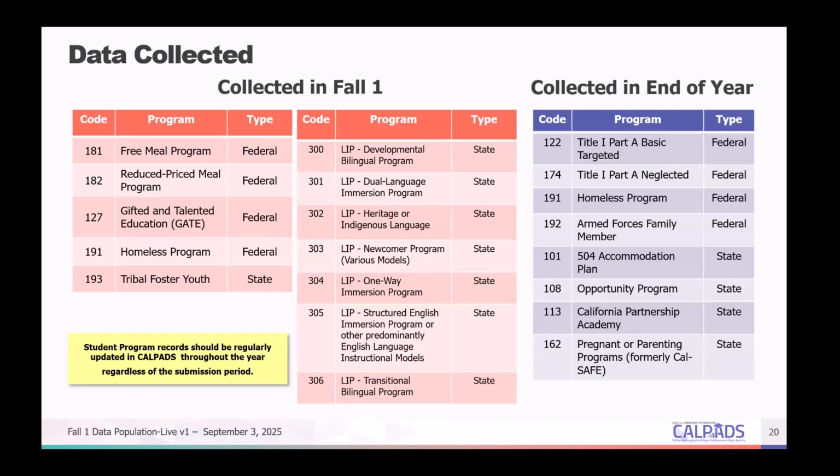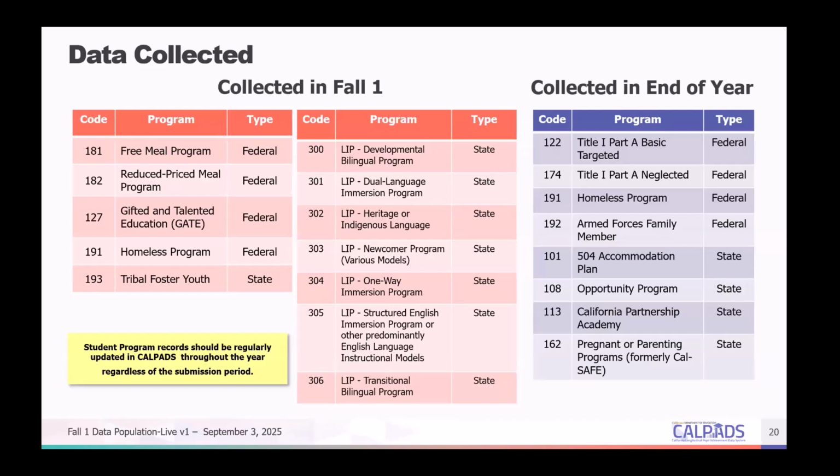Some examples include free and reduced price meals, program 181 and 182; gifted and talented, the GATE program code 127; homeless, program code 191; tribal foster youth, program code 193; and language instruction programs, LIP programs, codes 300 to 306. Title I Part C migrant program code 135 has been retired at the end of the 24-25 academic year. You can see Flash 138 for more details.